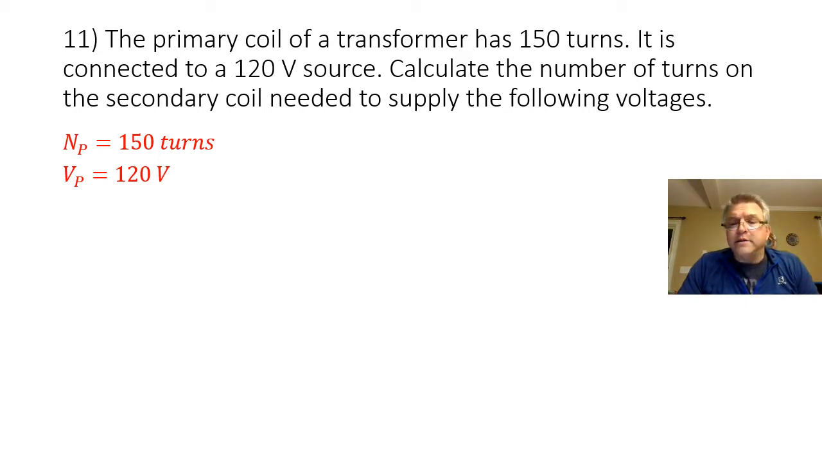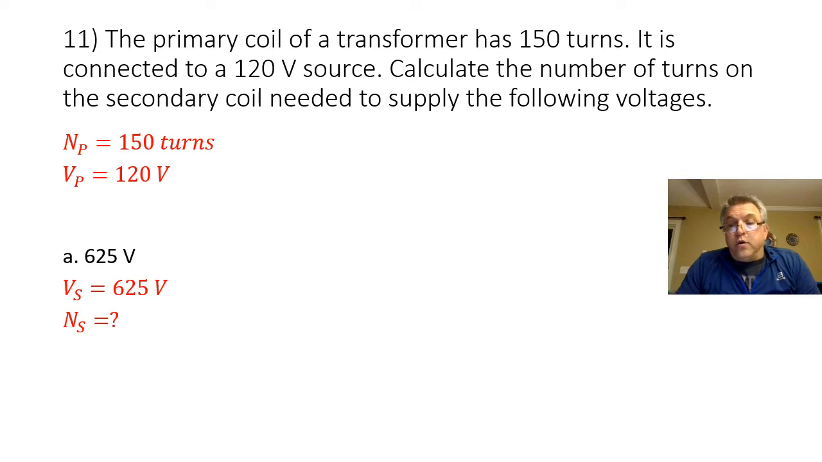And we are asked to calculate the number of turns on the secondary coil needed to supply certain voltages. And the first voltage that they ask us to use is 625 volts. So that's the number of volts on the secondary coil. And we want to find the number of turns on the secondary coil.